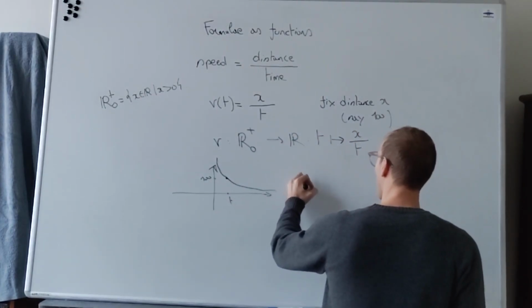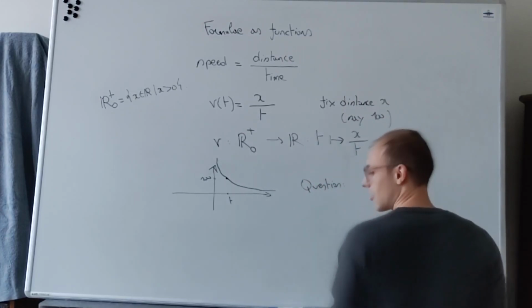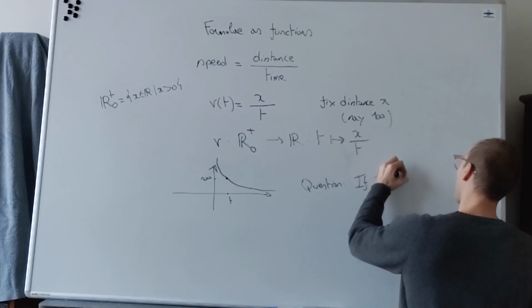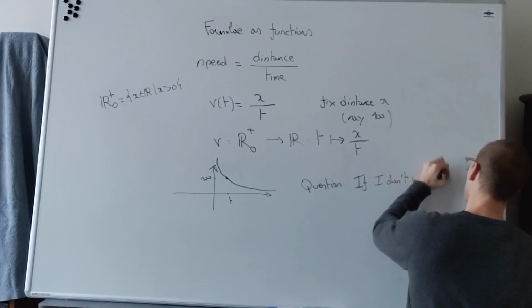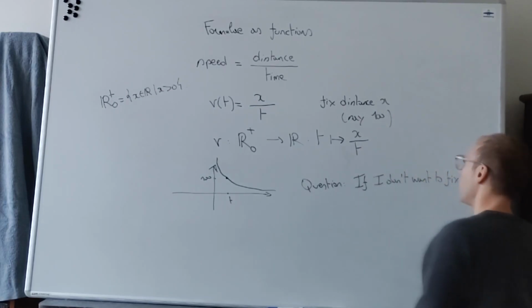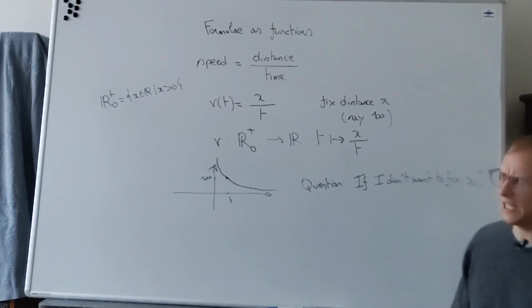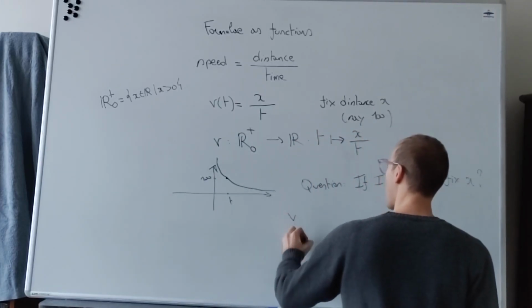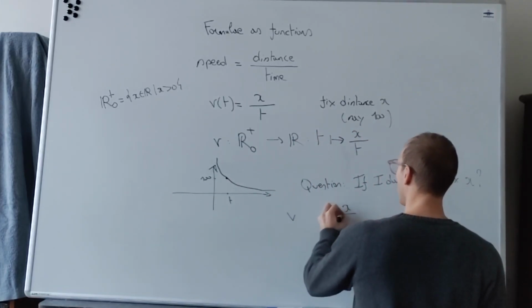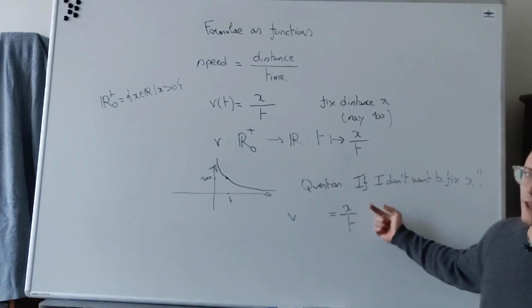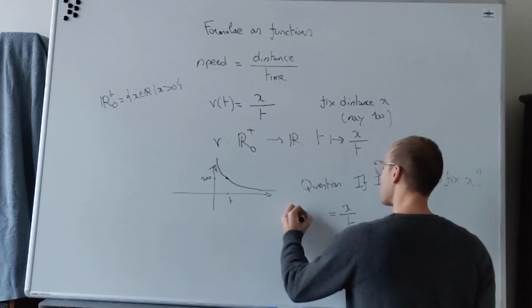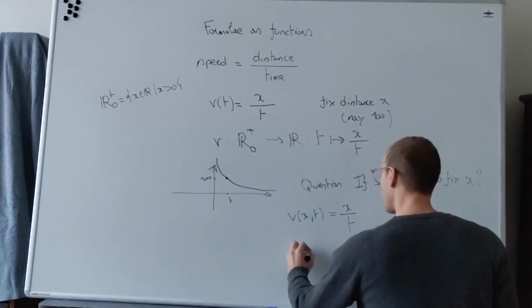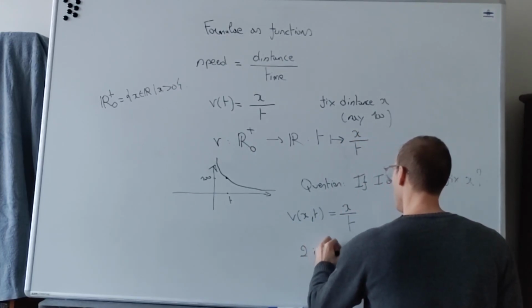Now a question you might ask yourself is: if I don't want to fix x, and I don't want to fix t, can I do something similar? Then I still have the same formula, the velocity equals x divided by t, but this now depends on two parameters, namely x and t. So I actually get two inputs in the function.